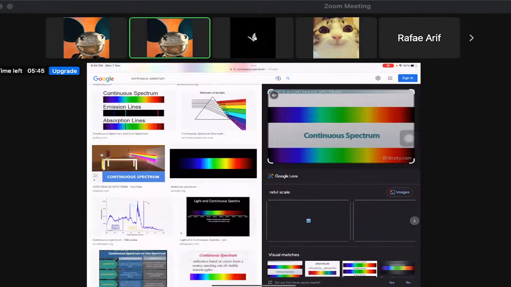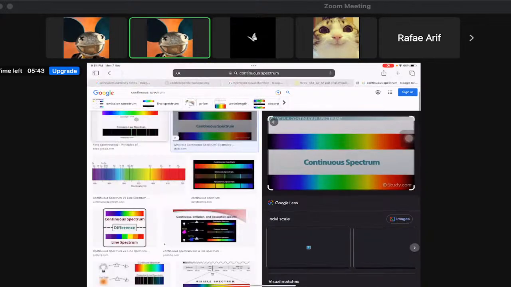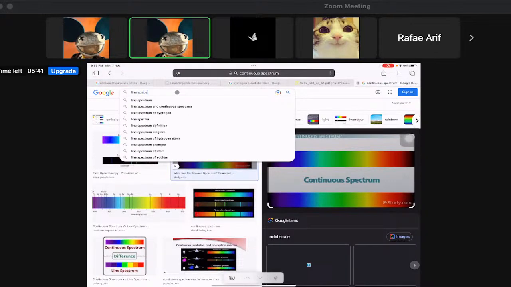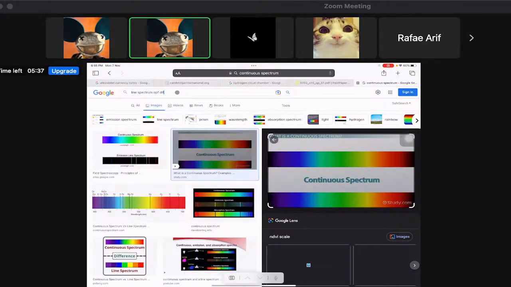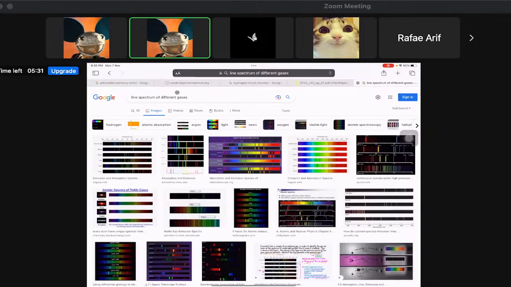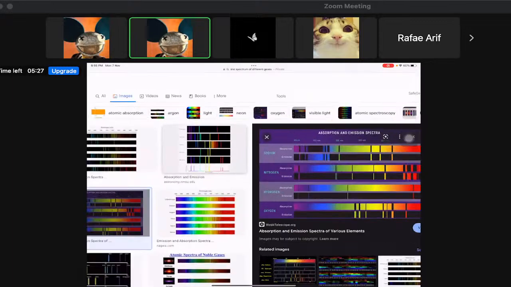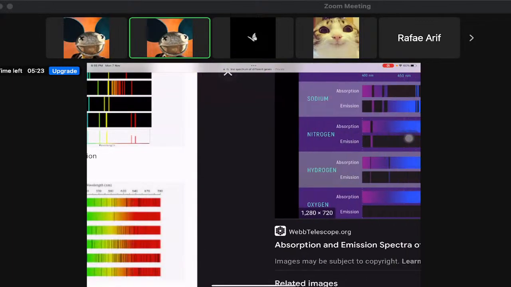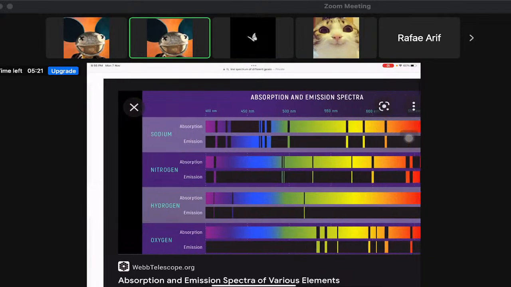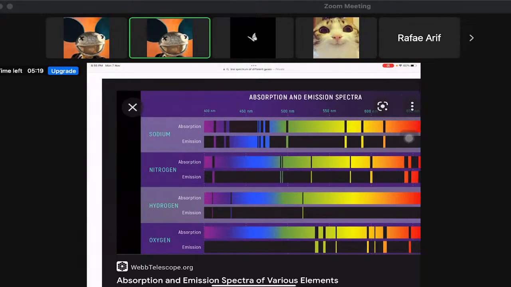Usually, if I say line spectrum of different gases, your questions will be related to hydrogen. So here is one of the pictures. You might see that this is how sodium looks, and they have different line spectrums, like nitrogen has a different one, and hydrogen different, and oxygen. Do you see? Is it clear now? Yes, sir.